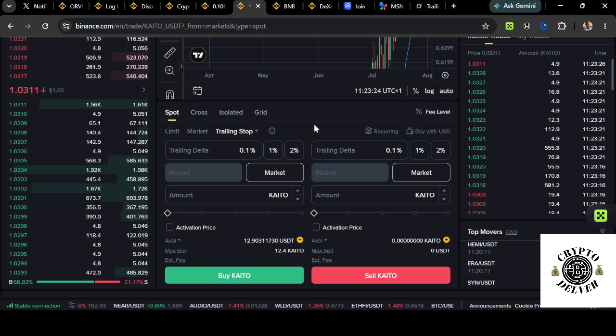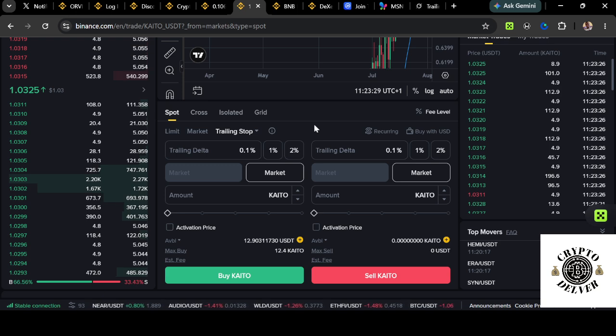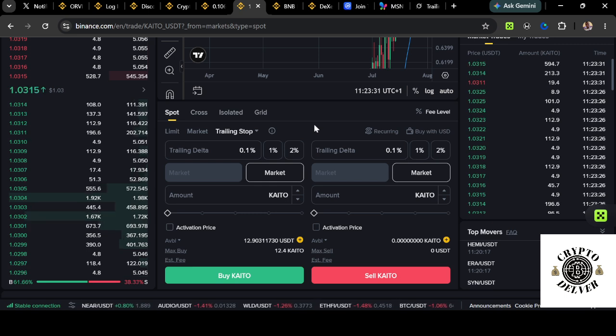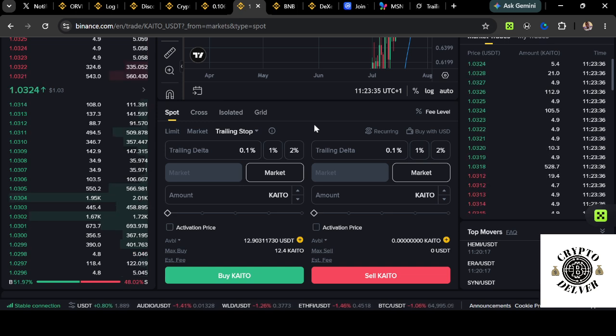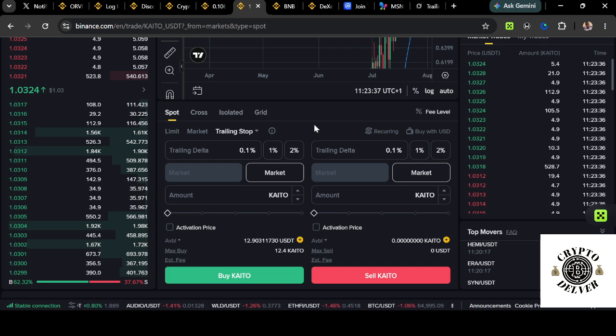Now in this video I'm going to be dividing it into three parts. First, what trailing stop is, then the advantages of using it, and then the disadvantages of using it. In talking about what it is, I'm also going to talk about how to use it.